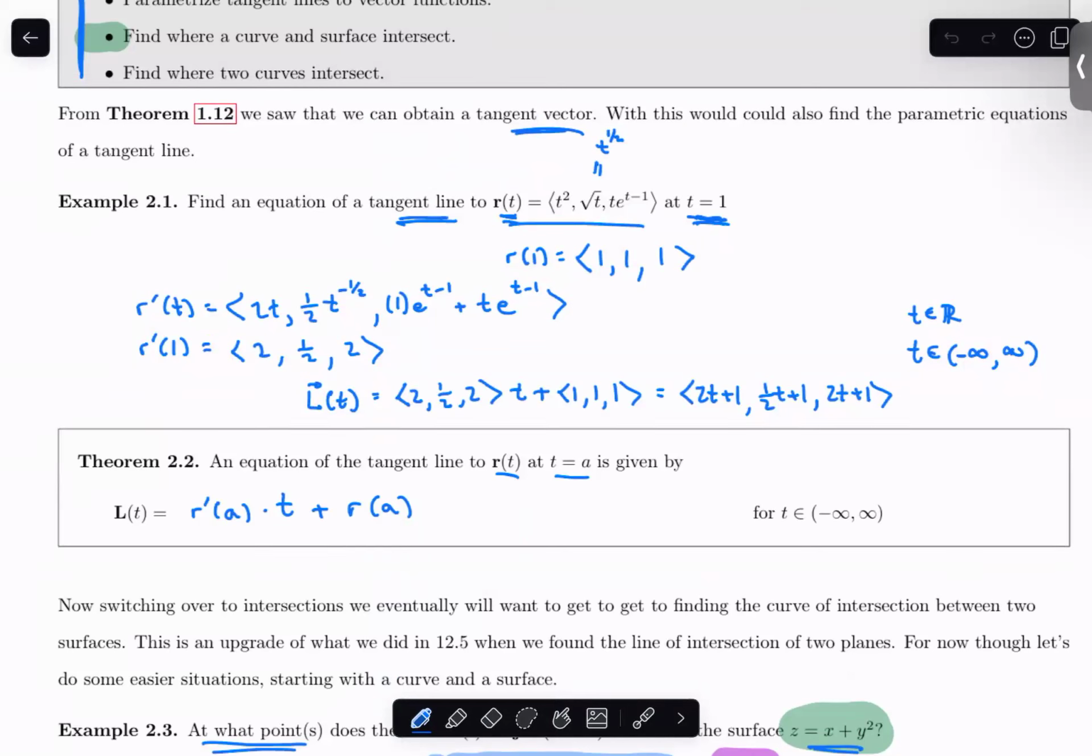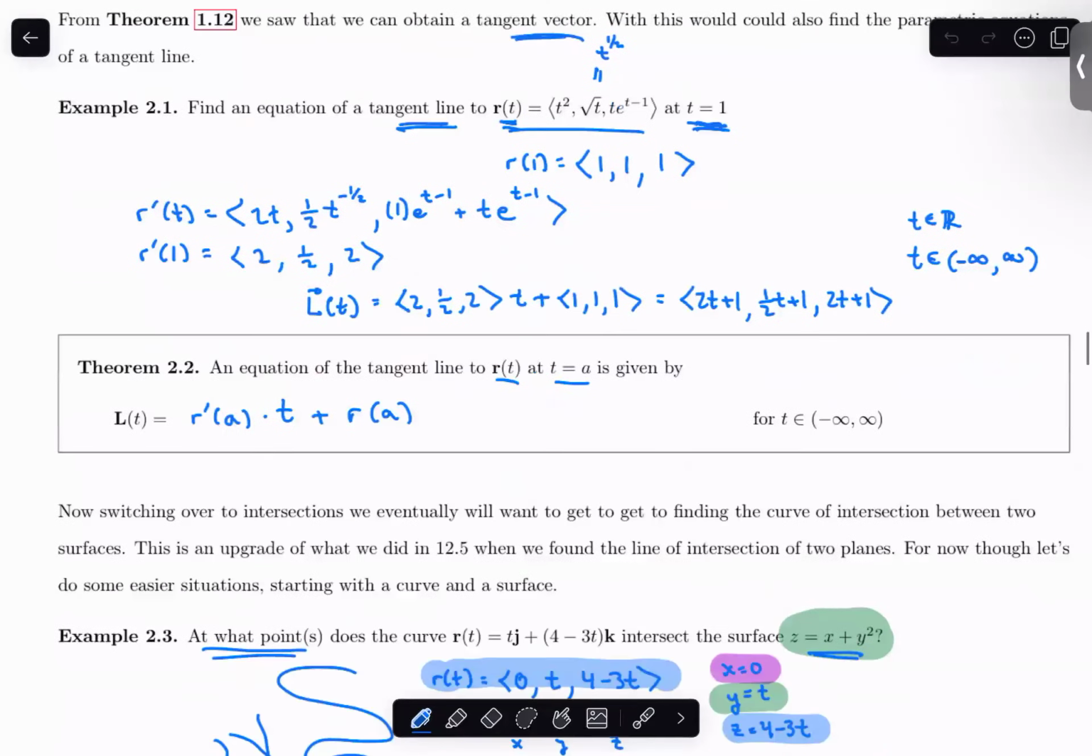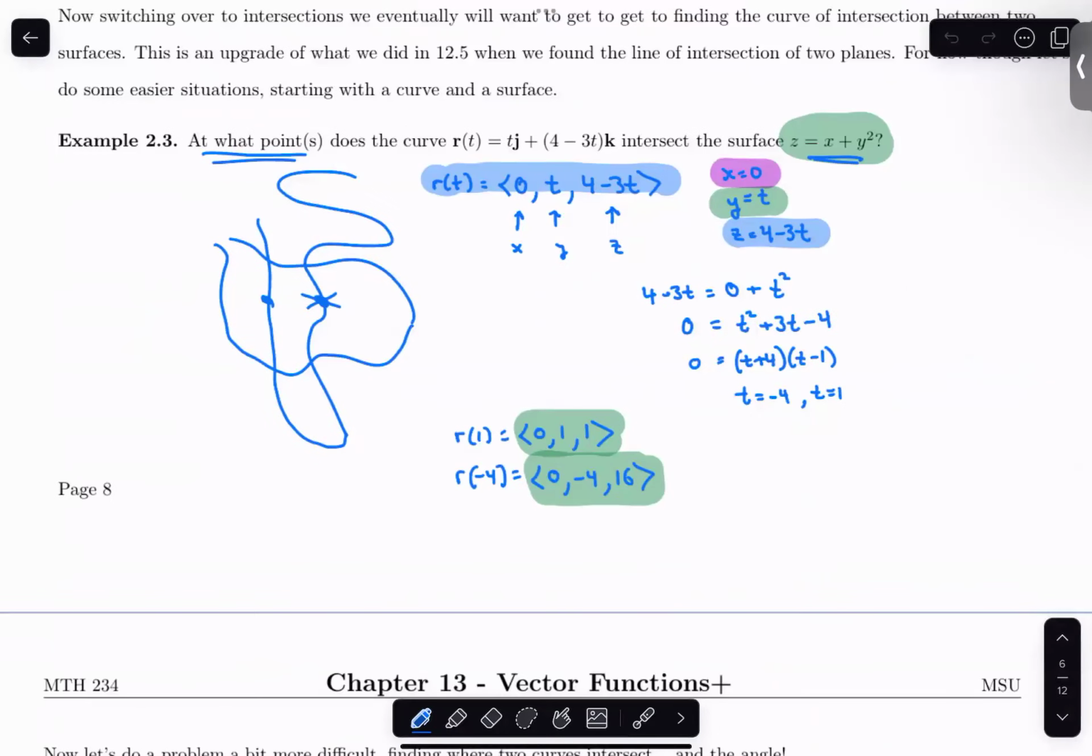We already talked about how you can get the tangent vector by taking the derivative of a vector function. You just plug in whatever time you're interested in, in this case maybe t equals a. And with that, you can now build a tangent line, just like you used to do in our Calculus 1 days. You can also ask all sorts of interesting intersection questions, right?